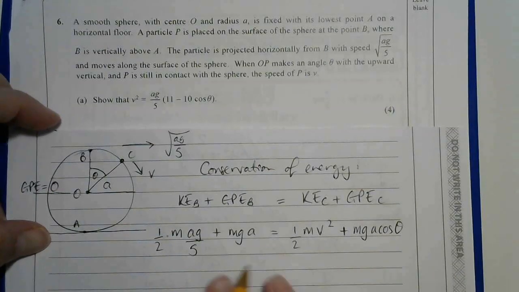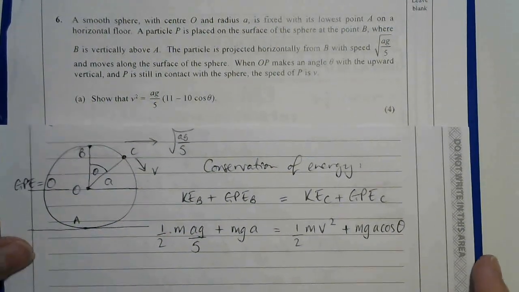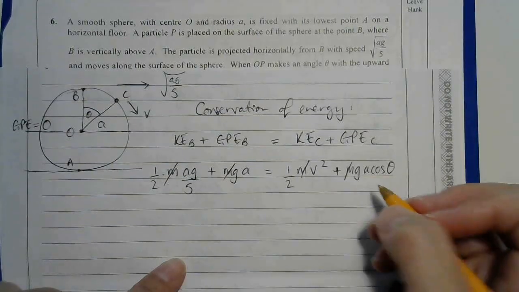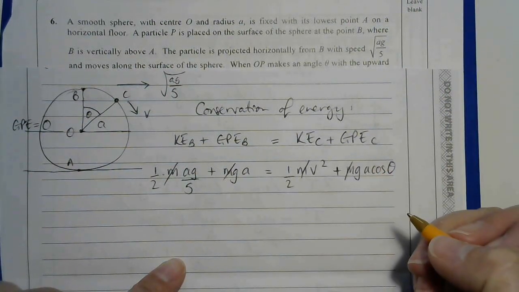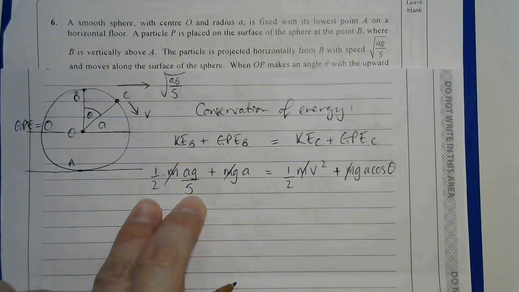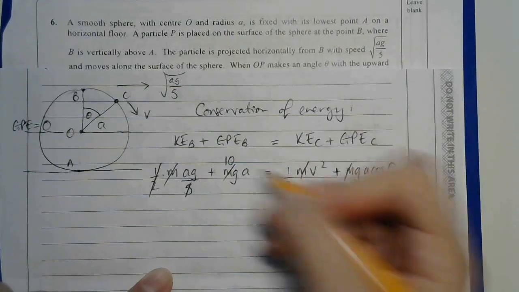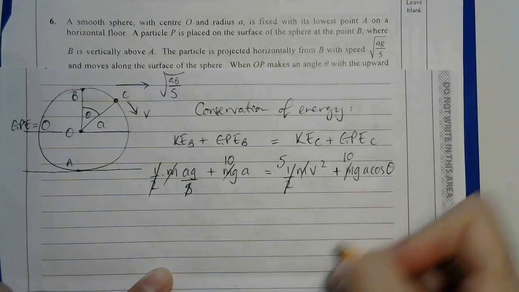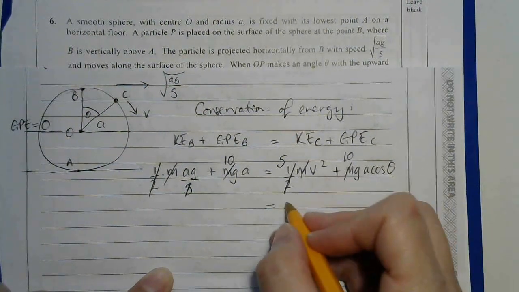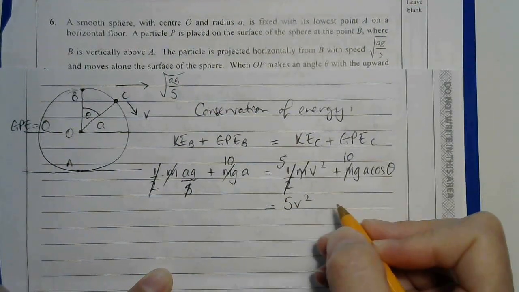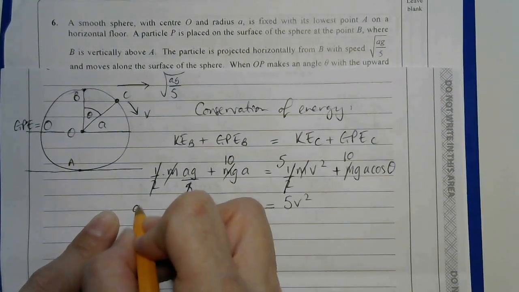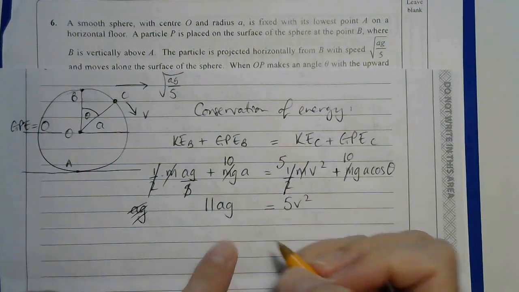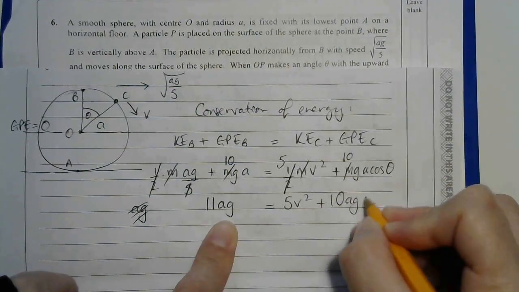Okay, so rearranging this, I've got m's everywhere, so I could first of all divide everything by m. I could multiply everything by 10 to get rid of this fraction here. If I multiply by 10, this will disappear. Then this will become 5, and this will become 10. And so I've got 5v squared will be equal to ag plus 10ag, so that will leave me with 11ag. And over here I've got 10ag cos theta.